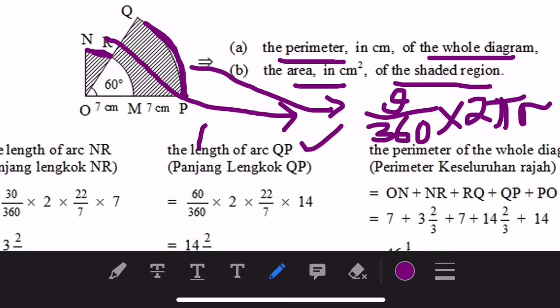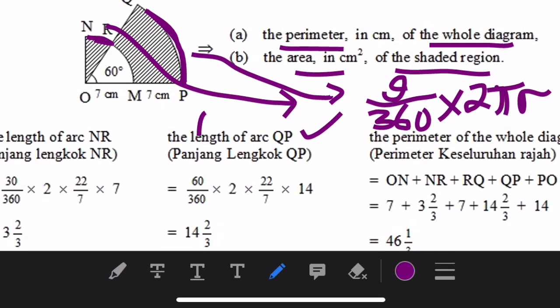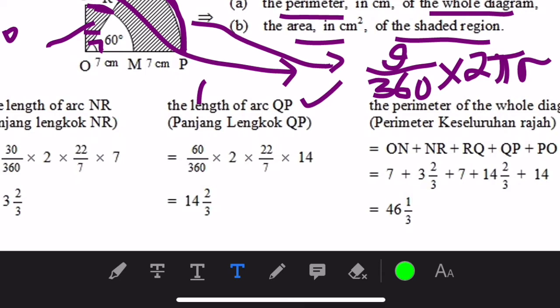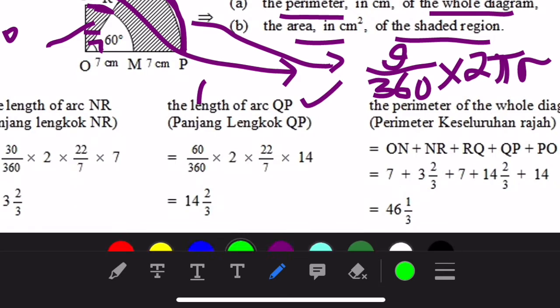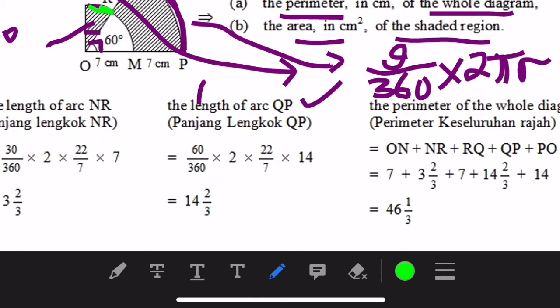So how to find the angle? Since this is 90 quadrant, right? So the balance should be 90 minus 60. So it should be 30. So the NR is the arc length. So I'm going to write the NR is here. So the formula is theta over, this is the angle, right? So the theta here is 30 degree. Theta over 360 times 2 times pi, and radius is here. Okay, this small radius. So you get 2 over 3.